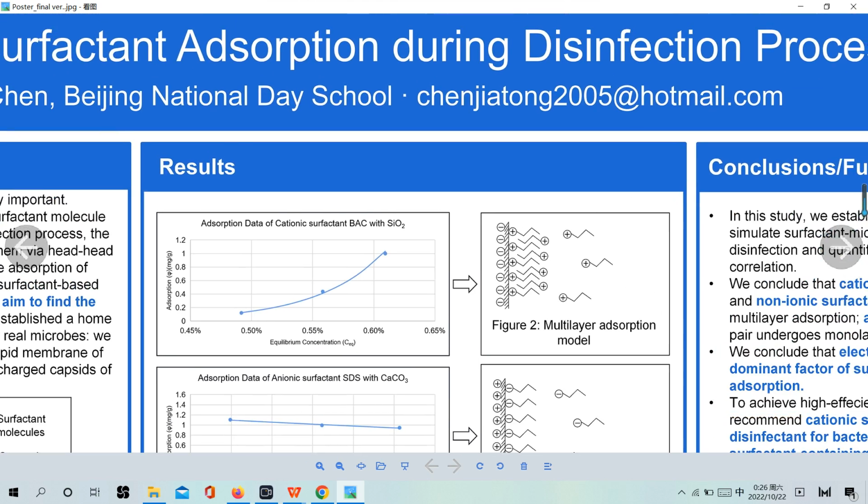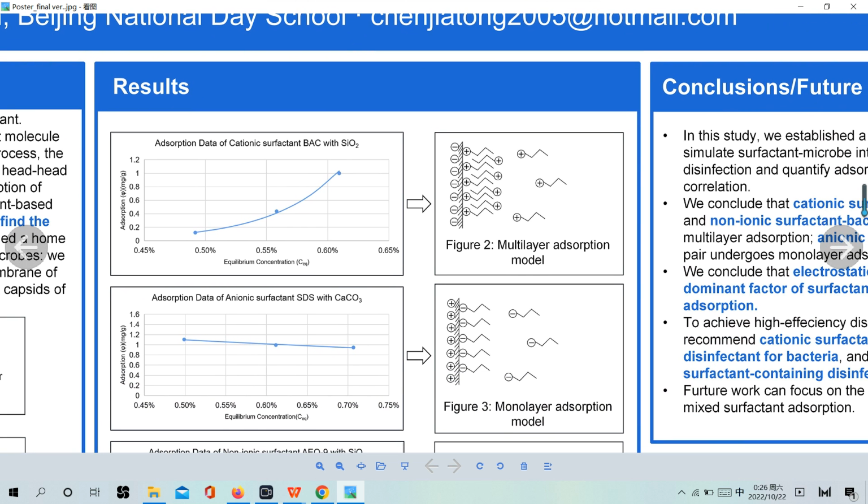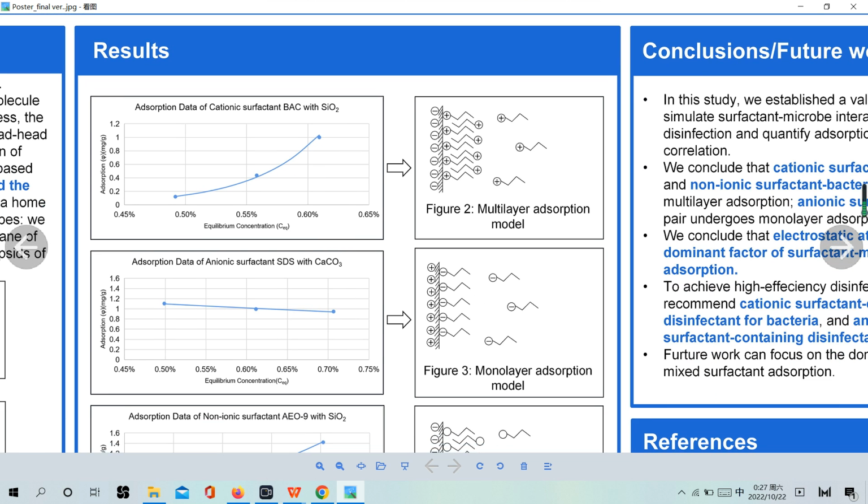Here are the results of the study. There are 2 types of absorption models that can apply to this research: the multilayer adsorption and monolayer adsorption. In the multilayer adsorption model, the solid powder attracts multiple layers of surfactant molecules, thus the amount of absorption increases as the concentration increases. In the monolayer adsorption model, because the solid powder attracts only one layer of surfactant molecule, the amount of absorption will not increase once saturated.